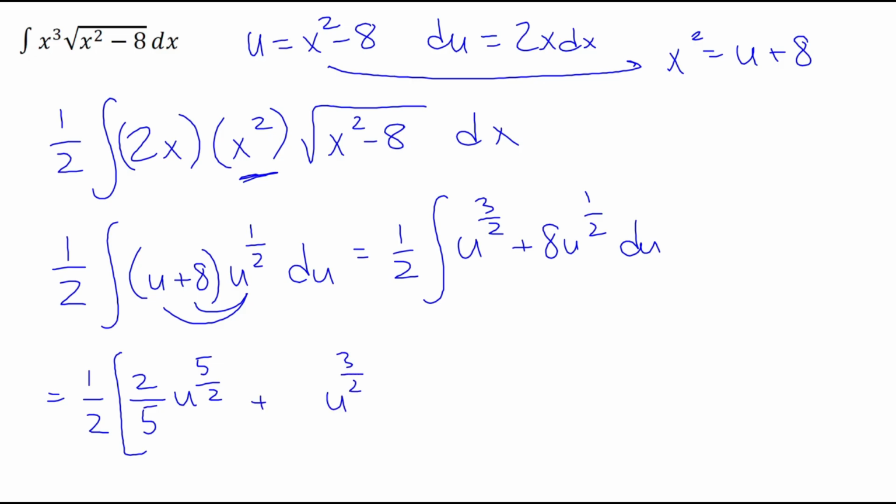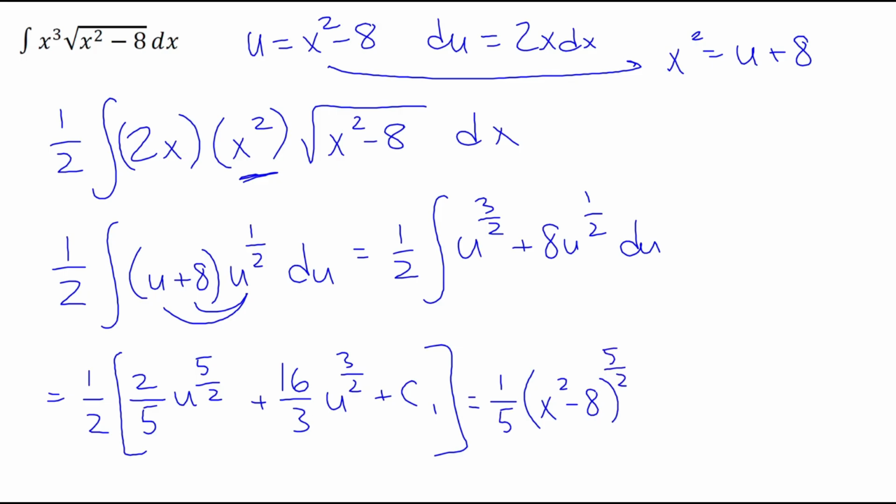When we divide by 3/2, we multiply by 2/3. So that's plus a 16/3 u to the 3/2 plus some constant. And when we distribute the 1/2 in, we'll end up with 1/5 of, not u to the 5/2, but x squared minus 8 to the 5/2. We always want to go back to our original variable with these indefinite integrals. And then 16/3 times 1/2 will be 8/3, and it'll be x squared minus 8 to the 3/2 plus some constant.